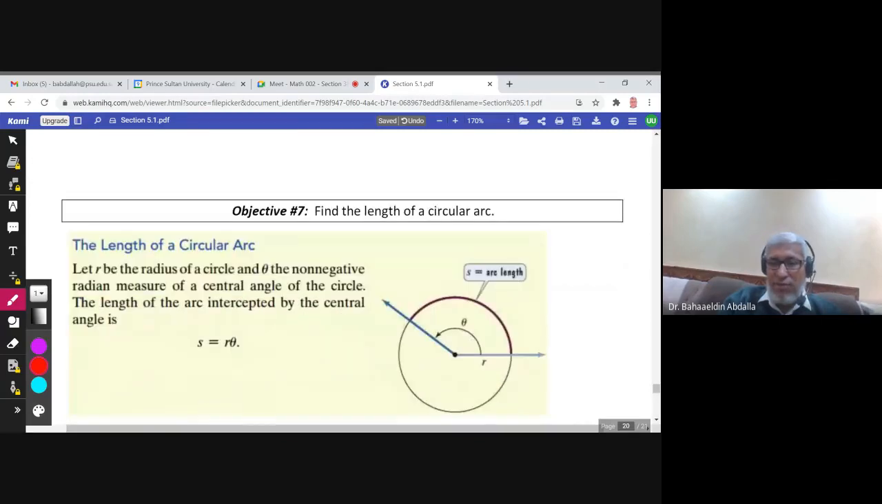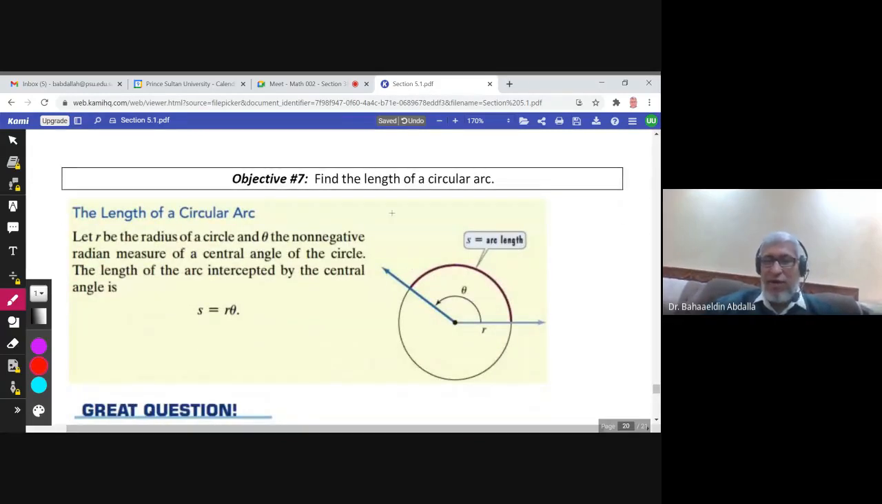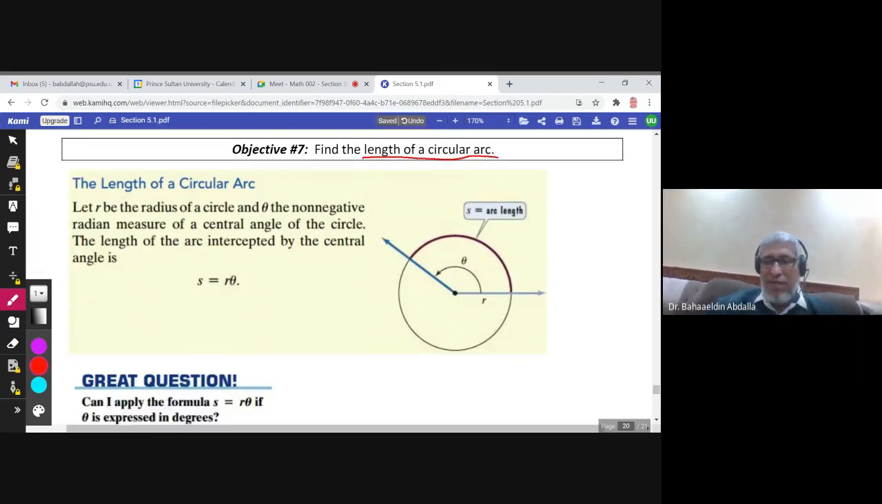The last objective in this section is how to find the arc length or the length of a circular arc. We have seen before that theta in radian equals S over R, where S is the arc length and R is the radius of the circle. Here, if you want to solve this equation for S, then by cross multiplication, S would be equal to R theta. So S is the arc intercepted by the angle theta, and R is the radius of the circle, and theta is measured in radian.